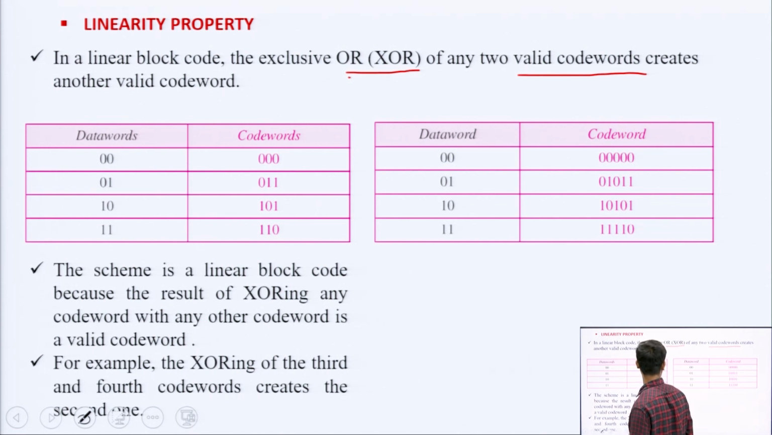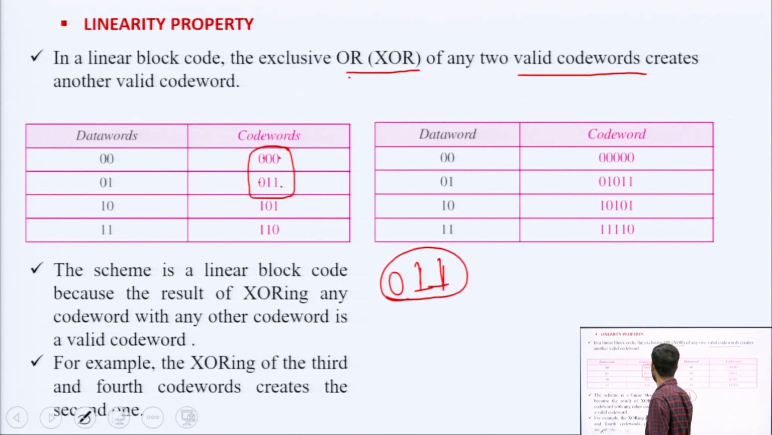Okay, see what is happening. The scheme is a linear block code because the result of XORing any code word with any other code word is a valid code word. So if I XOR these two codes, what will happen? If I do XOR on the same bits, it would be 0, and for different bits it would be 1. So we XOR bit by bit. 0 0 would be 0, 0 1 would be 1, and 0 1 would be 1. Again we can see this 0 1 1 is already available.